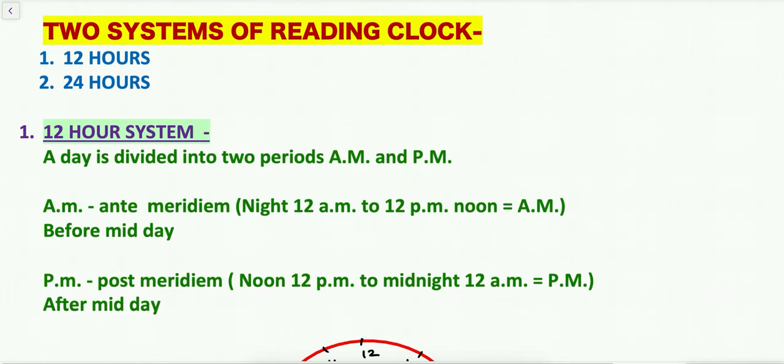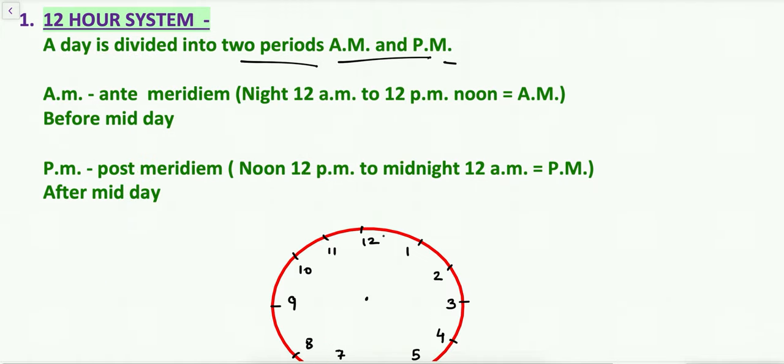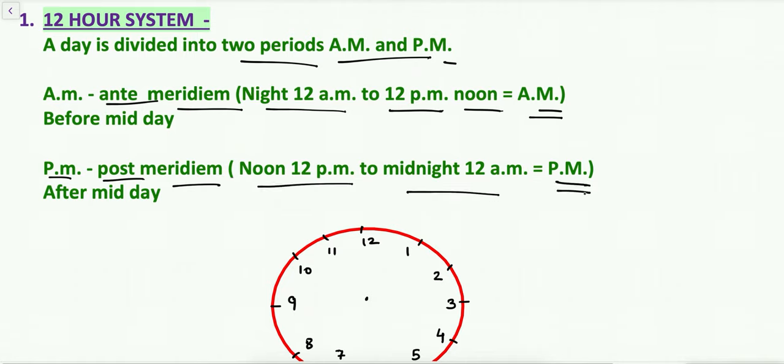See, there are two systems of reading the clock. One is the 12-hour system, the other one is the 24-hour system. In a 12-hour system, a day is divided into two periods, that is AM and PM. AM is called the ante meridiem, from night 12 AM to 12 noon, and PM is the post meridiem. From noon 12 PM to midnight 12 AM is the PM time, that is after midday. AM is before midday and PM is after midday.